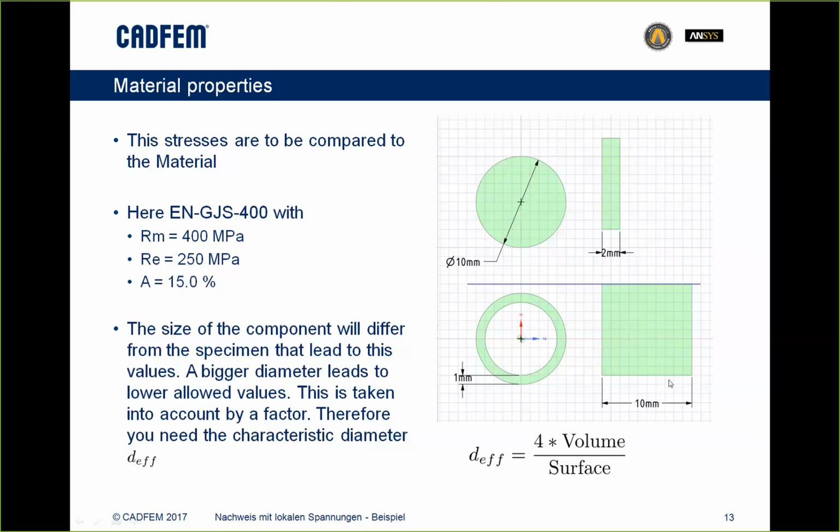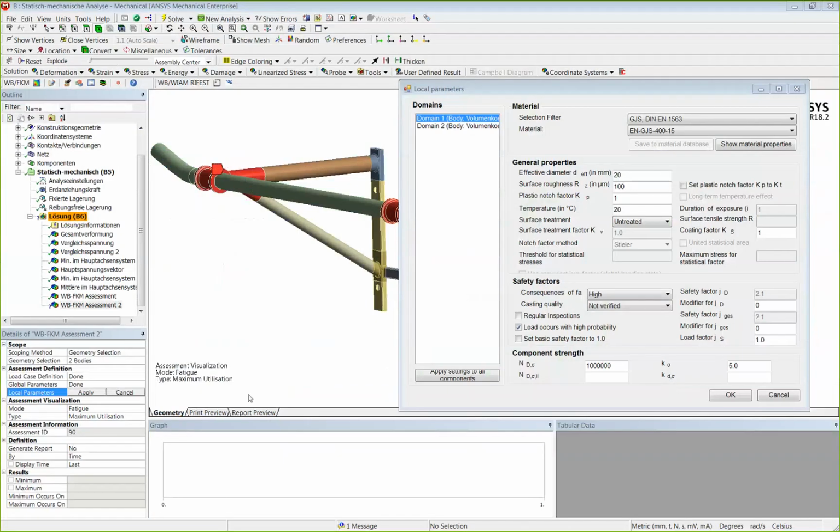Now we could also have some more complex geometry, like we have here. In this case, the equation is we take the volume, multiply it by 4 and divide it by the surface. The concept behind that is that the more surface we have, the easier it is to cool everything, and the better we have our process under control. In this case, that's roughly 6 millimeter.